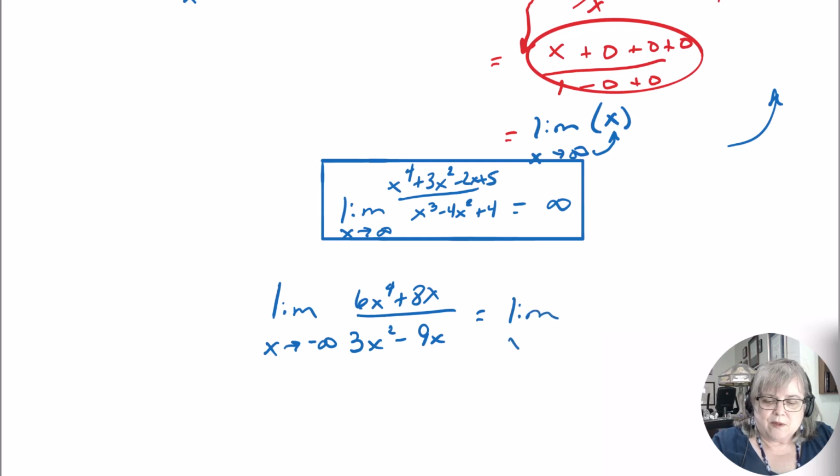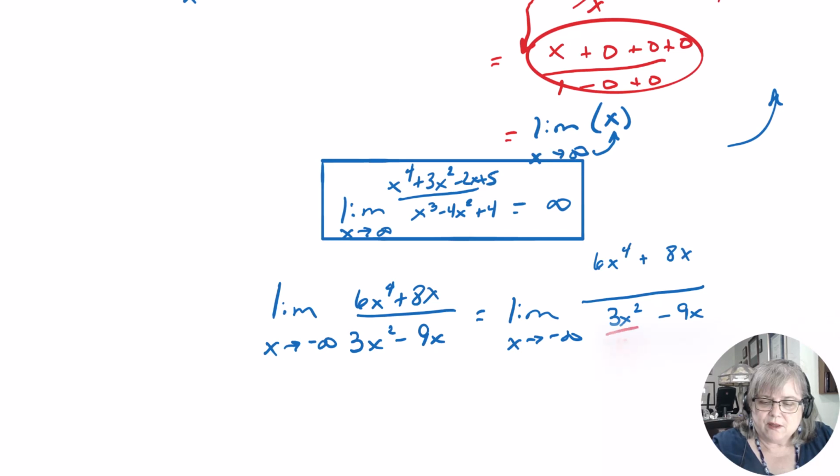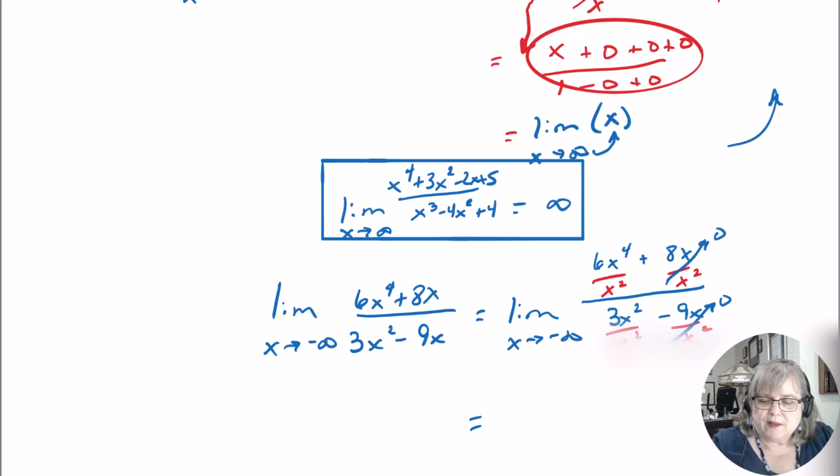So the biggest powered term on the bottom is 3x squared, and the biggest variable is x squared. So you would have your 3x squared minus 9x, 6x to the fourth plus 8x over x squared. So this is going to go to 0. This is going to go to 0. The top is going to be 6x squared. And the bottom, I wrote that over to the side, is going to be 3.